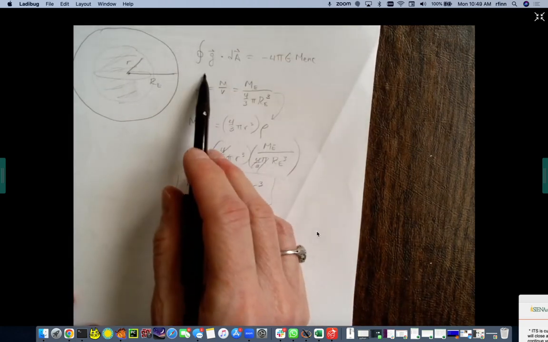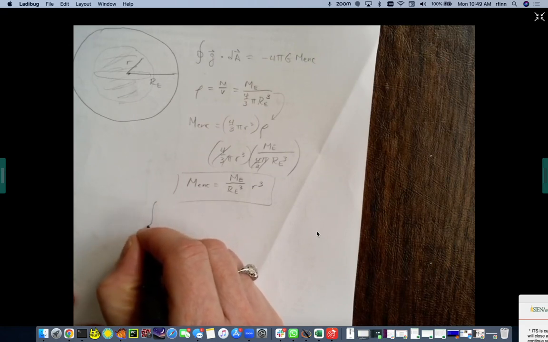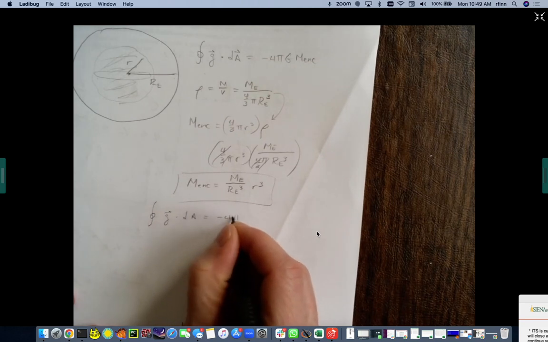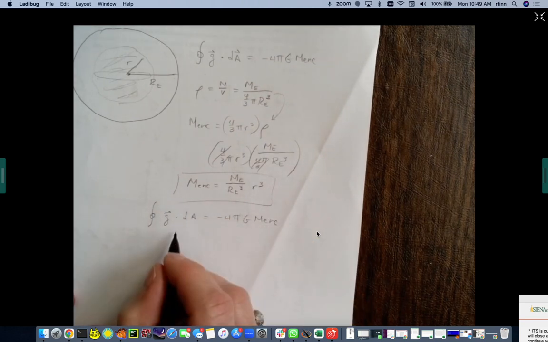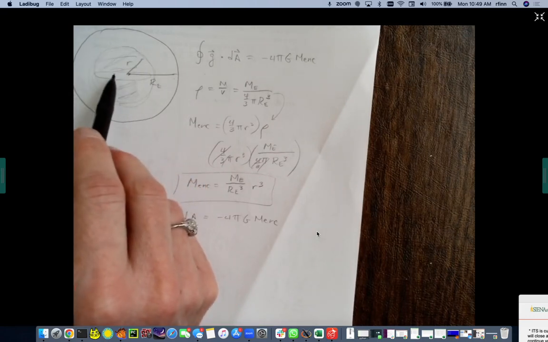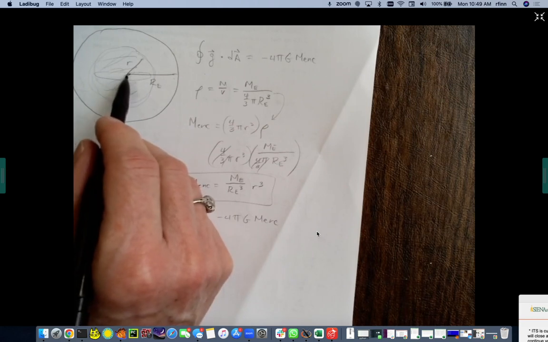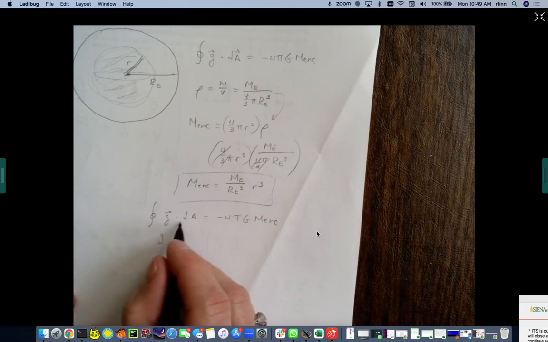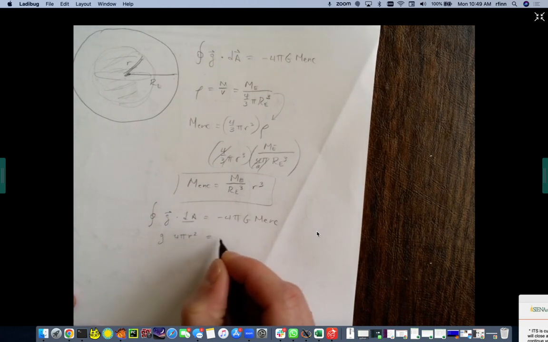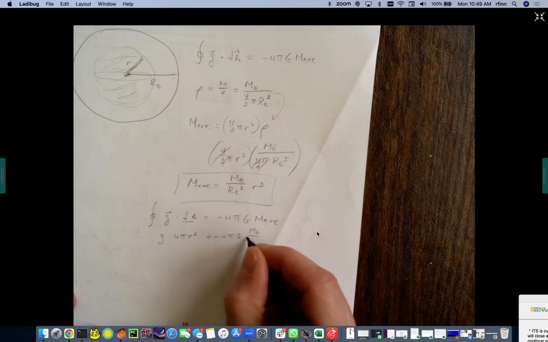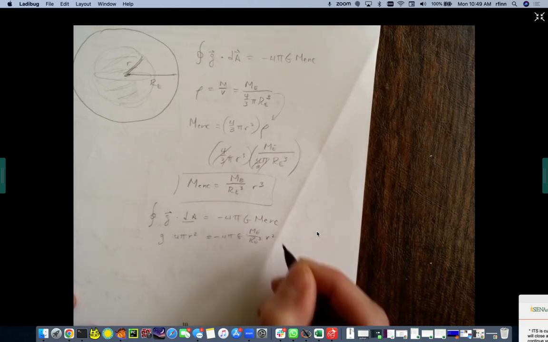Okay, so now we can go back to Gauss's law. So we have the integral of g dot dA is minus 4 pi G m enclosed. Again, we're going to do a Gaussian surface where we think there's going to be symmetry. So anywhere along the surface, the acceleration of gravity should be the same, right? All that should matter would be our distance from the center. So g comes out as a constant. We integrate around the surface area of the sphere, so we get 4 pi r squared. And then we have minus 4 pi G m enclosed, which is M_E over R_E cubed times r cubed.